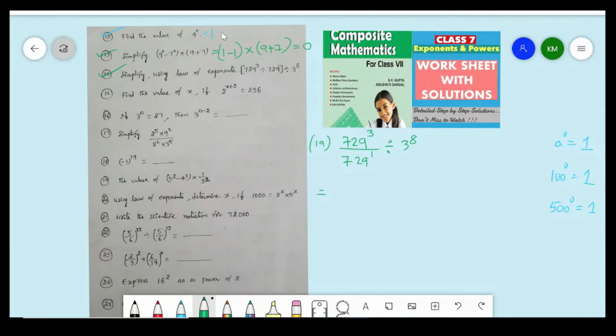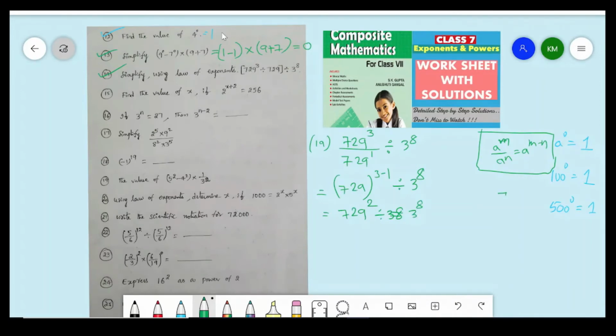Here if I use a power m divided by a power n, the answer is a power m minus n. So this is the formula which we can use in this expression. So here 729 to the power of 3 minus 1 divided by 3 power 8, that is nothing but 729 to the power of 2 divided by 3 power 8. Sorry, this is 3 power 8.